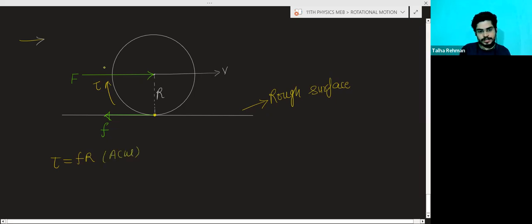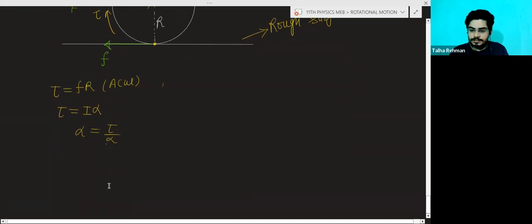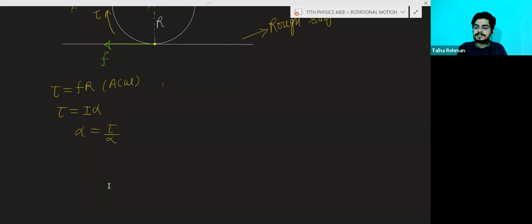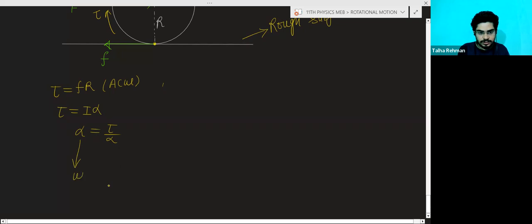Now we know that due to this torque there will be angular acceleration, because torque is equal to I alpha. In this body there will be angular acceleration. Now, what is the meaning of angular acceleration? Angular acceleration is the rate of change of angular velocity. It means that the angular velocity will increase.